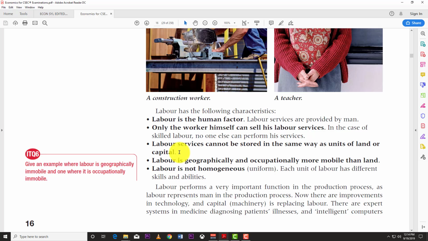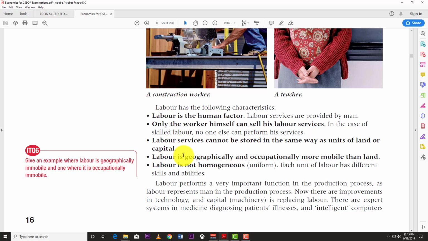How I do something might not be the same way that someone else does something. So labor is not the same across the board. It is not homogeneous. It is different. Labor has different skills and different abilities. So those are the major characteristics of labor as a factor of production.